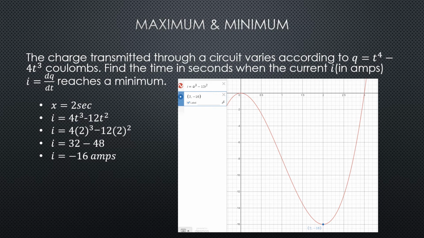And so if we make the x-axis our time and the y-axis our amps, we can see that at x equals 2, or time equals 2 seconds, we do in fact get a minus 16 for our minimum, minus 16 amps. So you could think of this also as the maximum in the negative direction. Sometimes you can think of the minimum as the maximum in the negative direction.